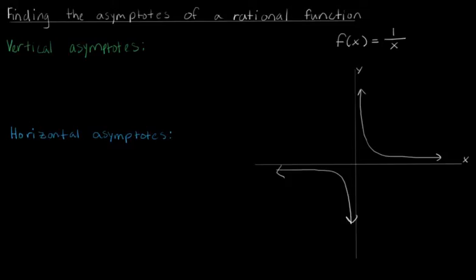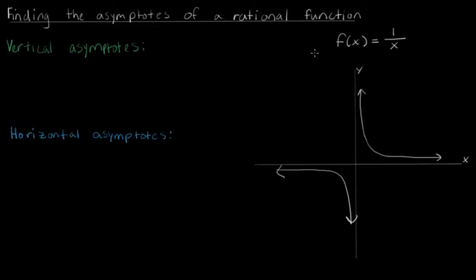In this video, I want to talk about finding the asymptotes of a rational function. So you may remember that rational functions are functions that involve a fraction. So there's a numerator and a denominator. And sometimes there's x in both, and sometimes there's x in just the denominator. But the most simple rational function is just 1 over x. So I'm going to use 1 over x to start talking about the asymptotes of a rational function.